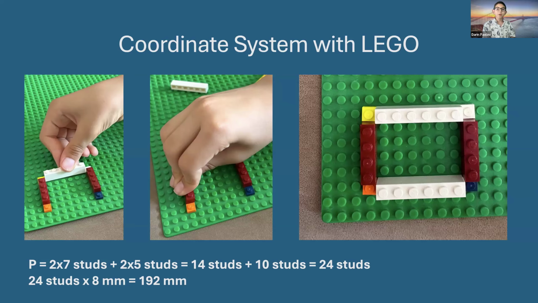5 studs. Let's calculate the perimeter of the rectangle. 2 times 7 studs plus 2 times 5 studs equals 24 studs. I earlier told you that 1 stud is 8 millimeters. That means the perimeter of this rectangle is 24 studs times 8 millimeters equals 192 millimeters.